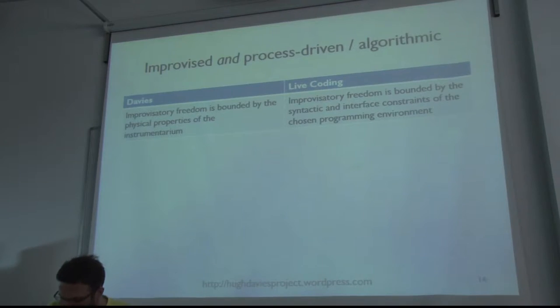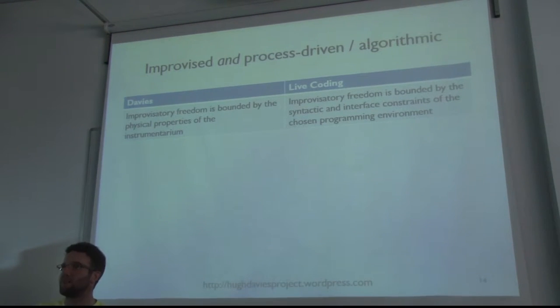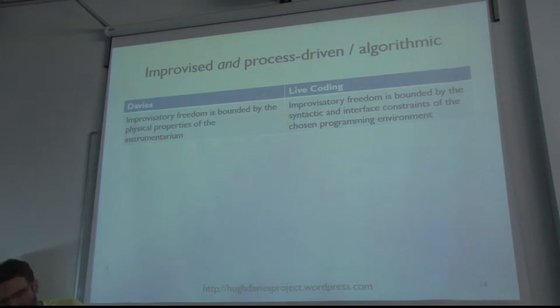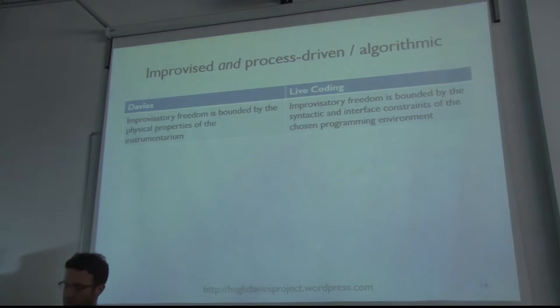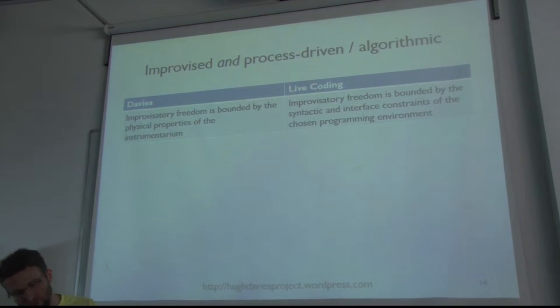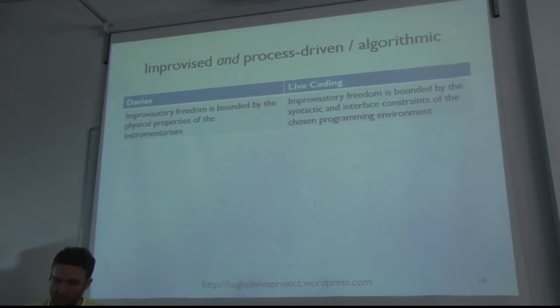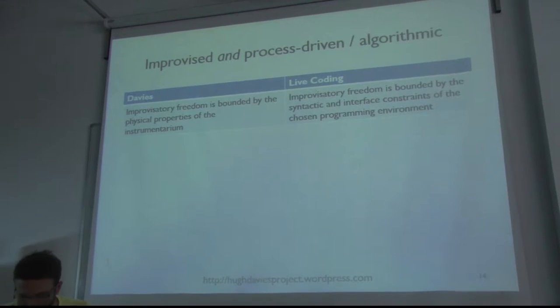So sticking with that idea of improvisation within an algorithmic type framework, in both Davis's practice and in live coding, there's an element of improvisation that takes place within an algorithmic or quasi-algorithmic framework bounded by finite constraints. In Davis's case, the physical affordances and capabilities of the instrumentarium, and in the case of live coding, the syntactic and interface constraints of the chosen programming framework.